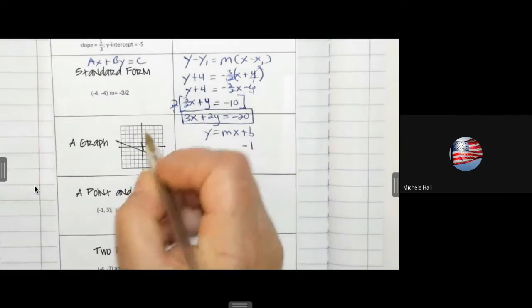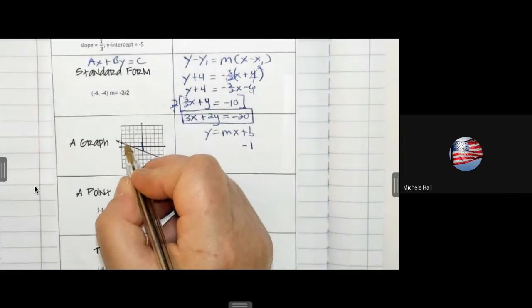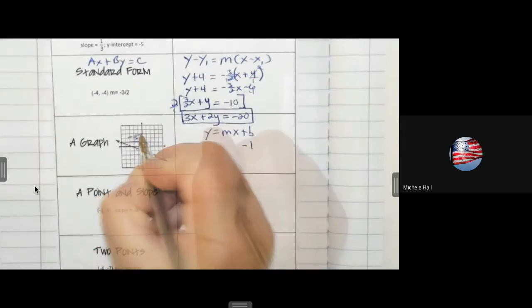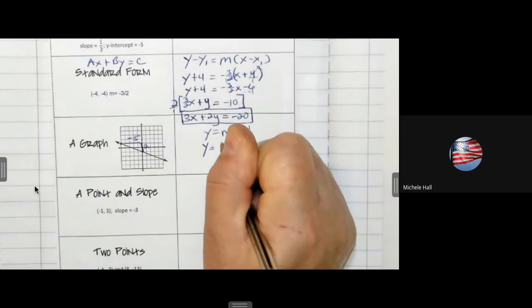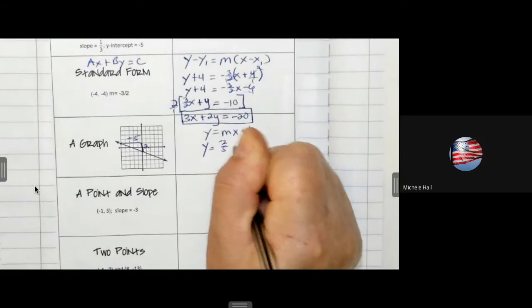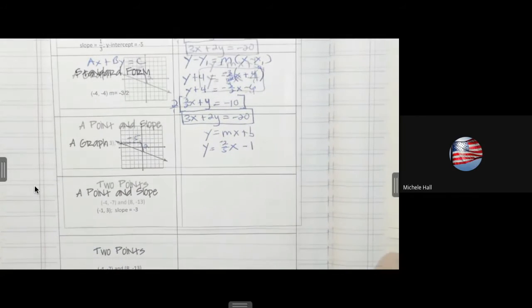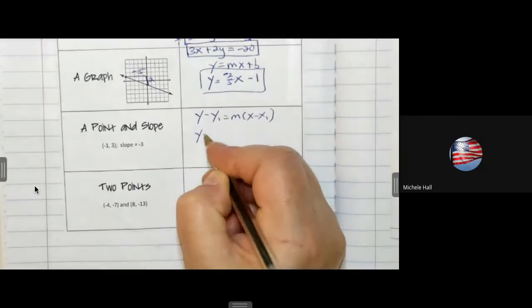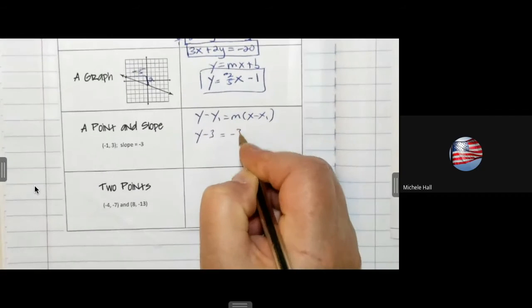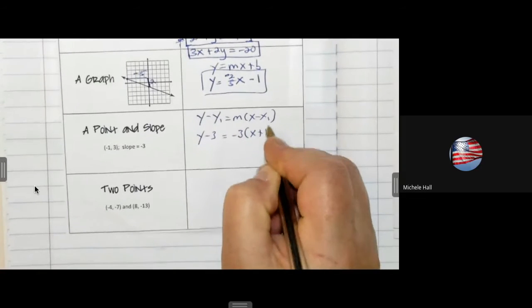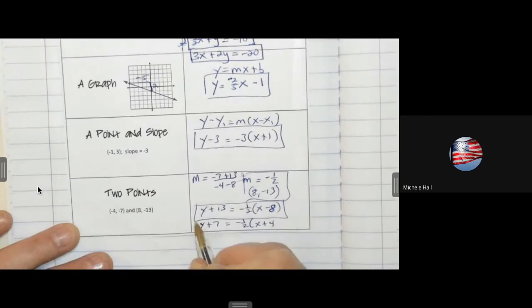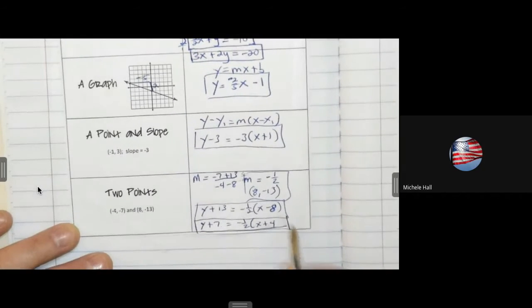Rise 2 and run 1, 2, 3, 4, 5. Rise 2 and run negative 5. Y equals negative 2/5 x minus 1. We've been working on point slope. Just going to substitute in those values. Y is 3, my slope is negative 3, and x is negative 1. And then finish the last one. Find a line, it doesn't say which form to have it in, given 2 points. So depending on which point we pick, both the answers are up there.